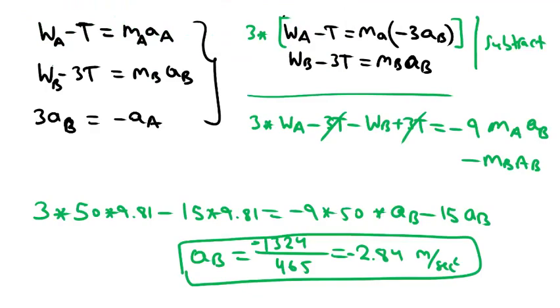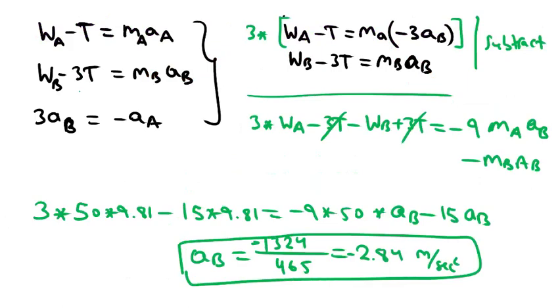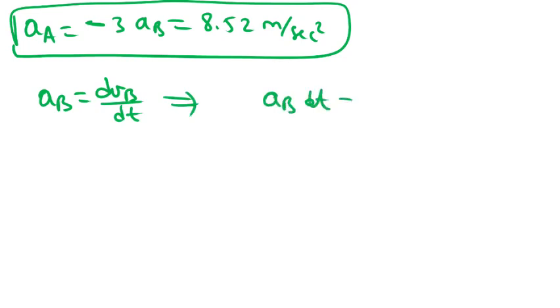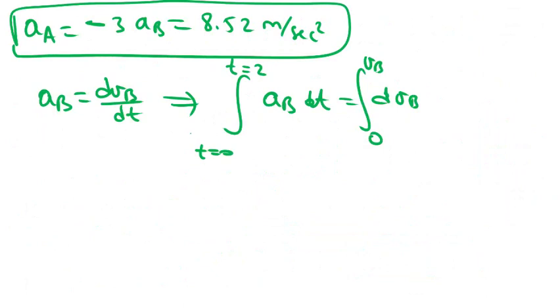Okay, now let's see the problem statement. What does it ask for? And it asks for the velocity of B in 2 seconds. So that means that AB will be equal to dV by dt, and then if we separate and then integrate, then you will have dvb. It is released from rest and therefore zero velocity. It gets something at the end after 2 seconds. Let me check it. 2 seconds, yes.